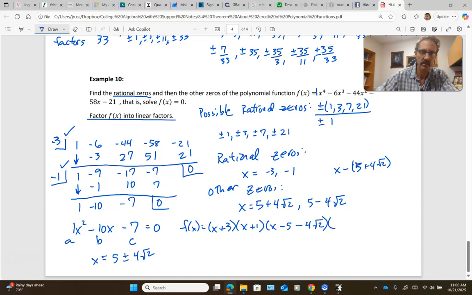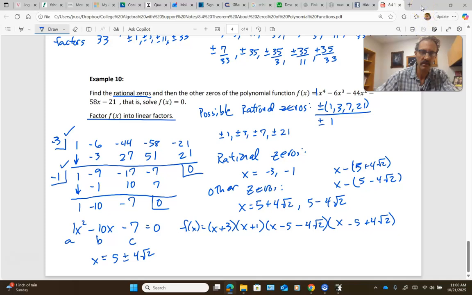Okay? And then you do the same thing for the last one, x minus that last 0, which is 5 minus 4 square root of 2. See? So when you distribute this negative, you're going to get x minus 5 plus 4 square root of 2. Okay, so you kind of have to be careful here. But this polynomial in factored form would look like this. There's 4 linear factors right here.